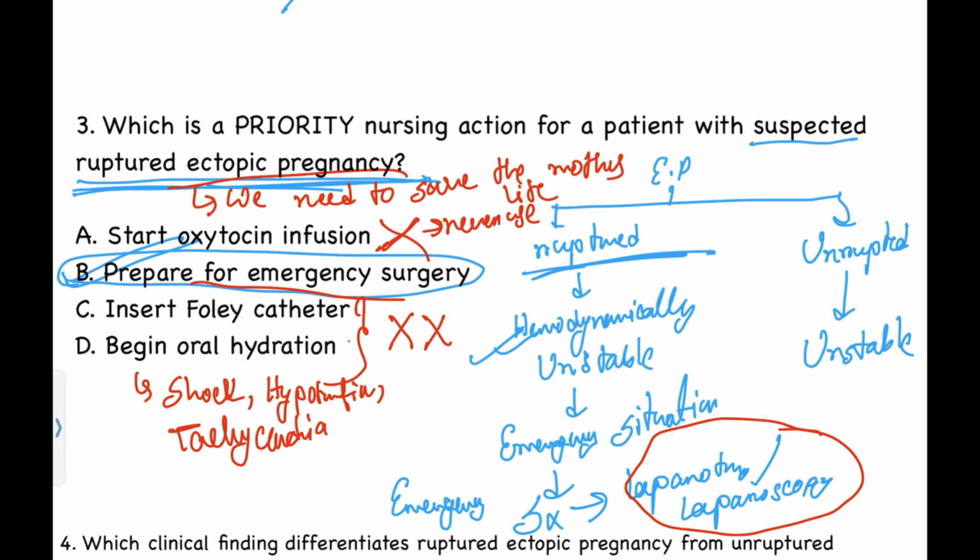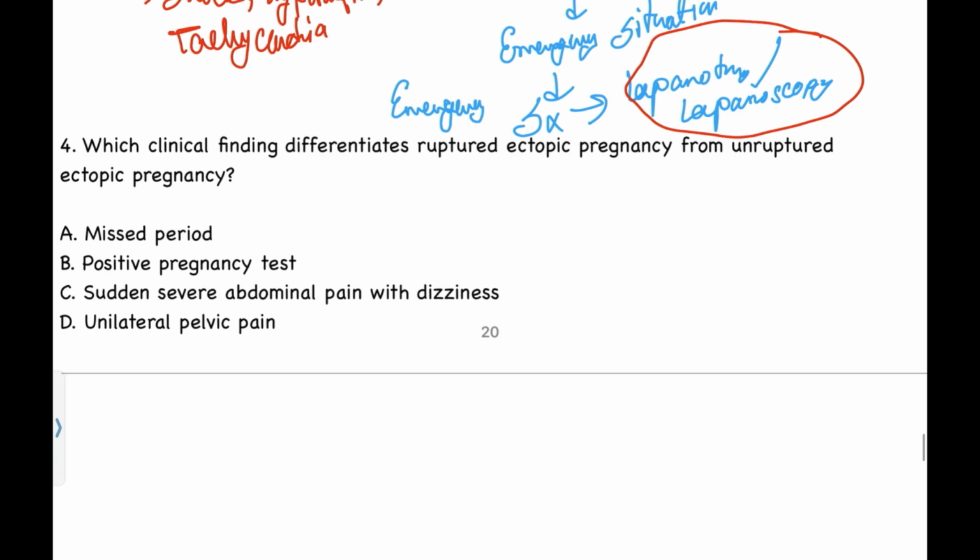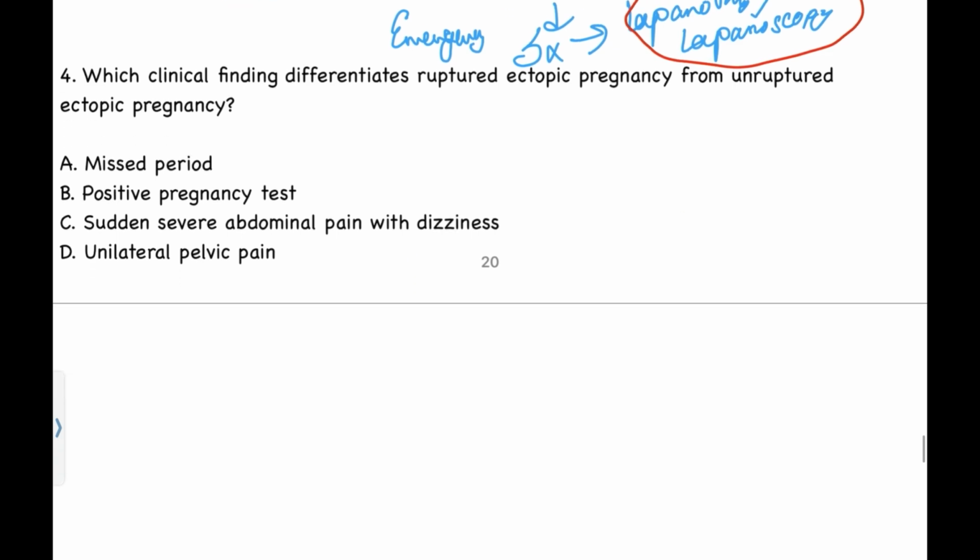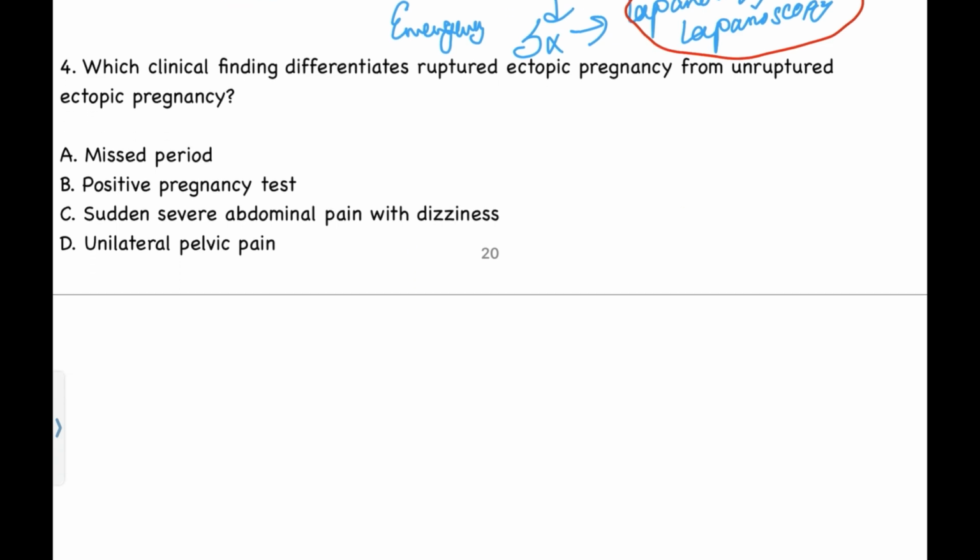So what will be your correct answer? The correct answer will be prepare the mother for emergency surgery. Move to the next question. What is our next question? Okay, which clinical finding differentiates between ruptured ectopic pregnancy and unruptured ectopic pregnancy?